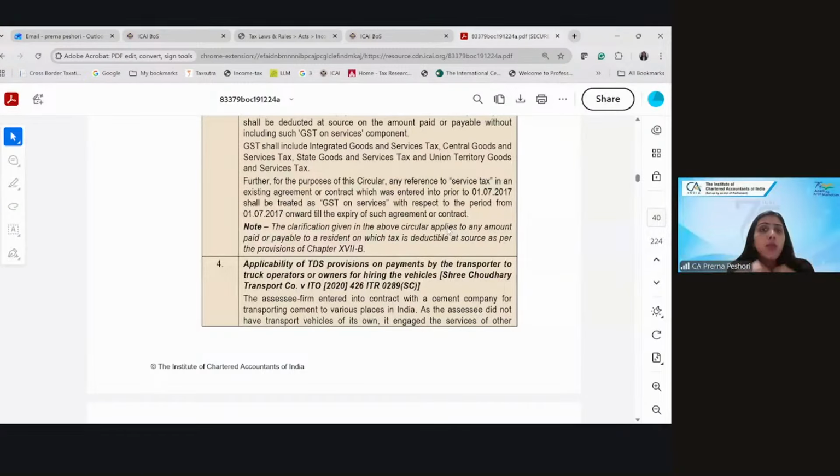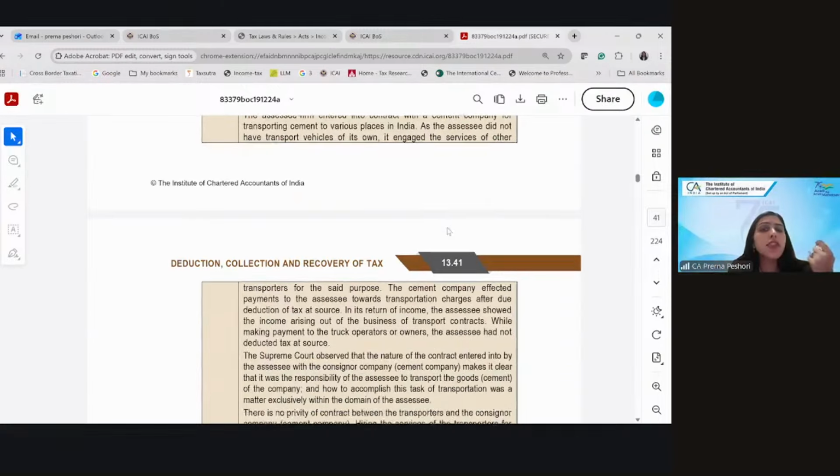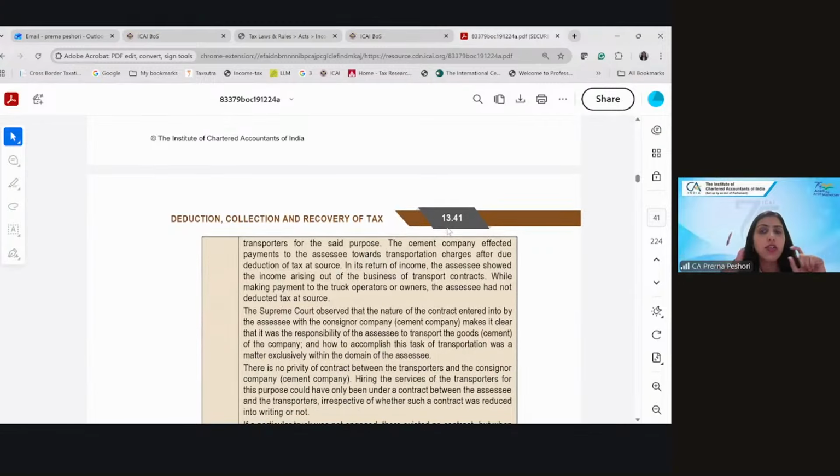So here you are the transporter, but you are making the payment to a truck owner. You may not own your own trucks. You may have a separate entity who is owning the truck and you make the payment to them for taking your goods to the various places in India. So I may not purchase, I may just make a payment to any other entity which is owning the trucks. So I've engaged the services of the other transporter. So the company paid the transportation charges after the deduction of the TDS.